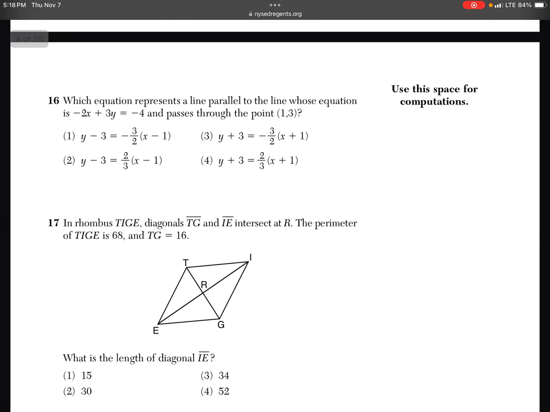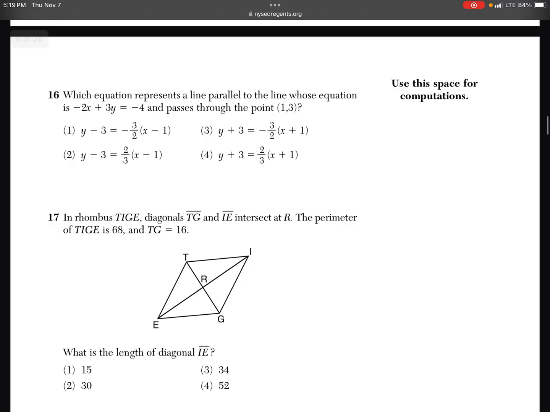Number 16, which equation represents a line parallel to the line whose equation is that thing you see there and passes through the point (1, 3)? So adding 2x to both sides and then dividing by 3, we have 2/3 as the slope, so the answer has to either be 2 or 4. Using point-slope form, it should be y minus 3 and x minus 1. Your answer to number 16 is number 2.